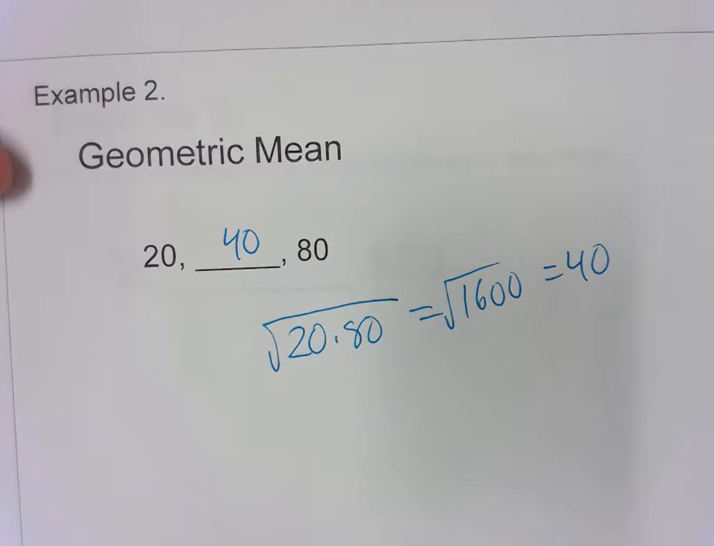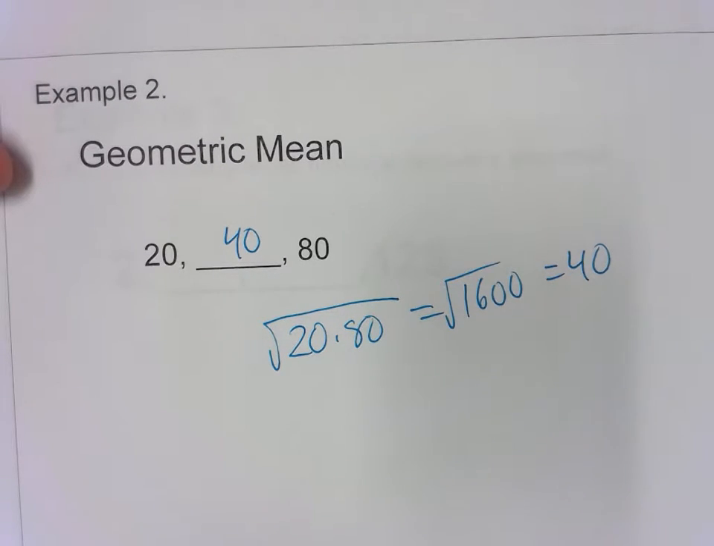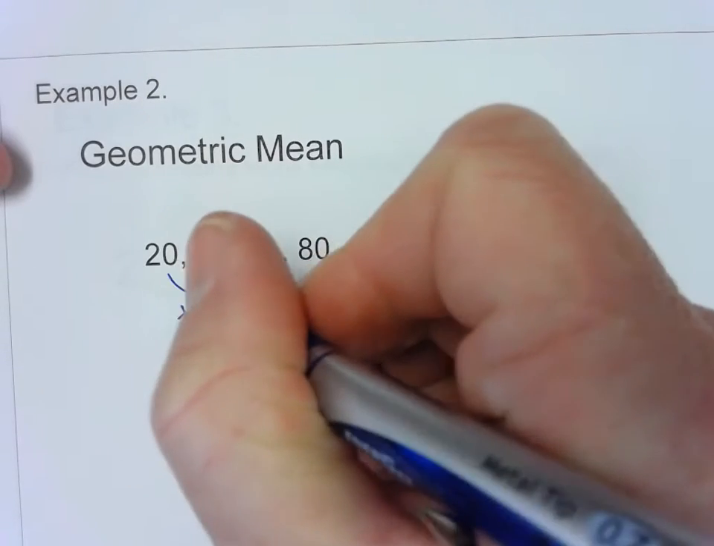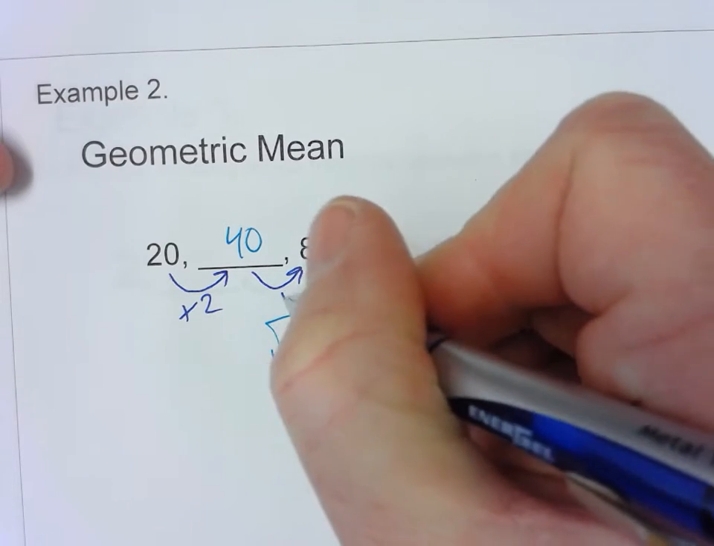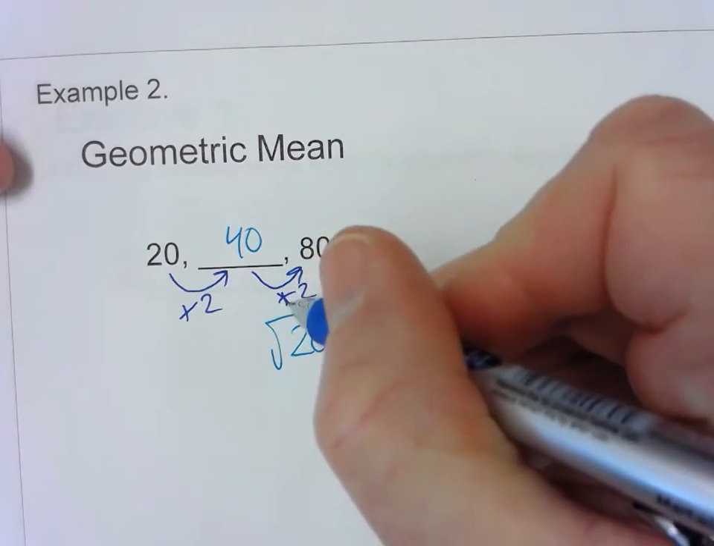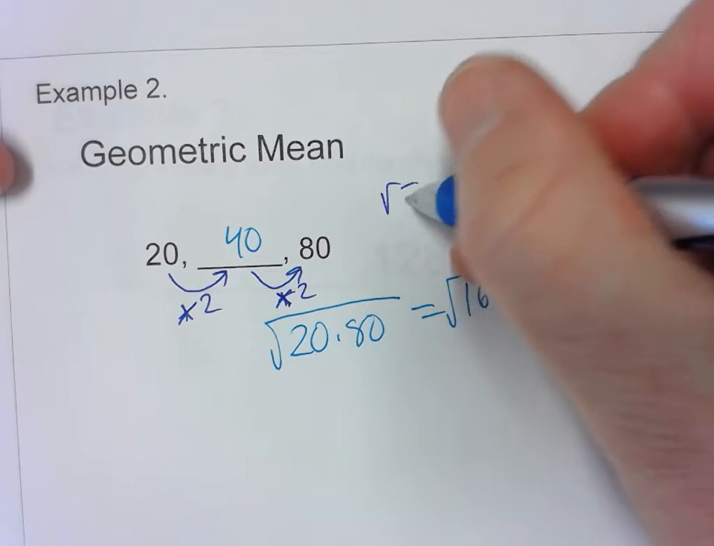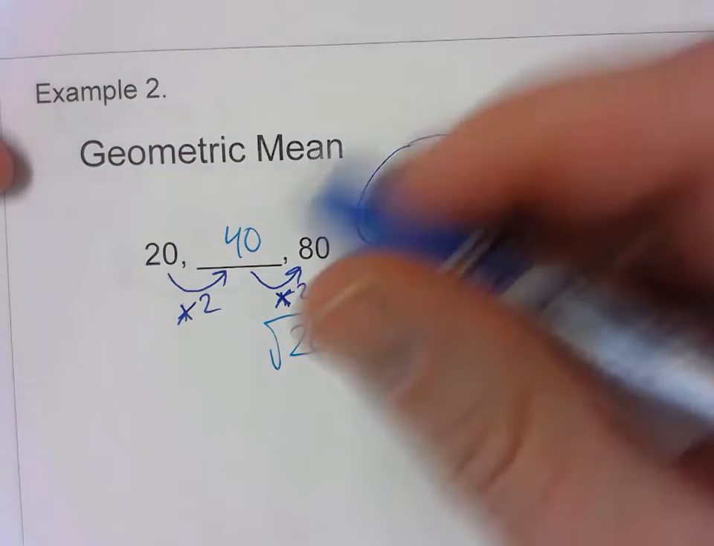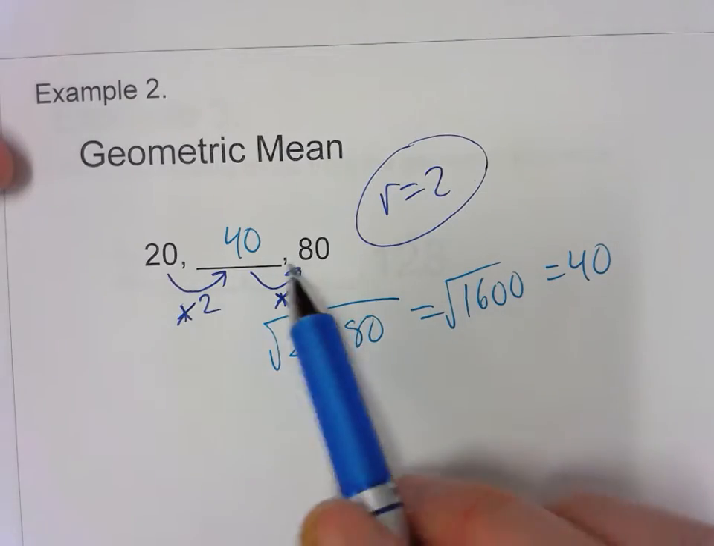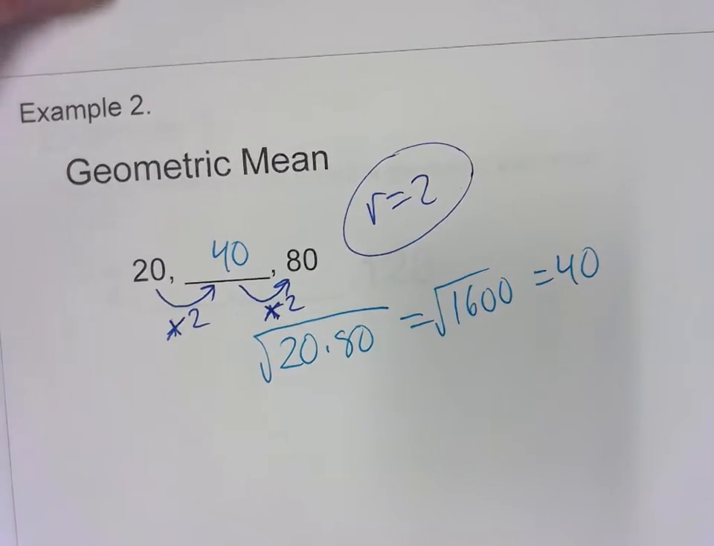But now it should make sense that this is the answer because it should work out how it jumps. So if we go from here to here, it's multiplied times 2, and then from there to there, it's also multiplied times 2. So it does work. The common ratio is 2. So 40 is the missing number. But how did I get it? I multiplied and then took the square root.